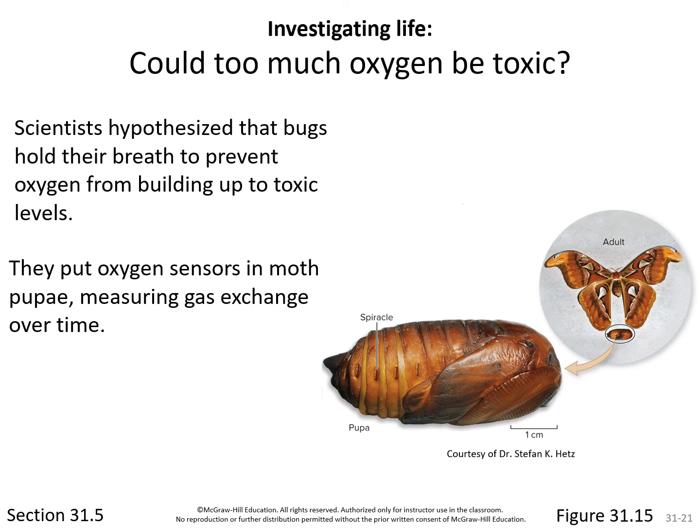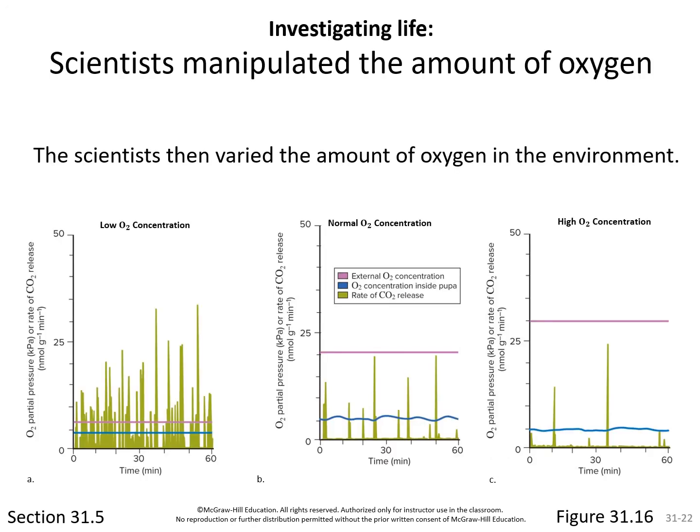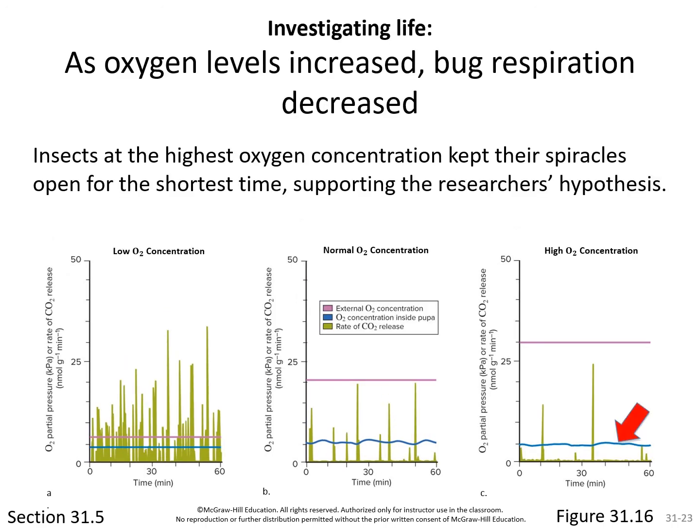And so basically what scientists did was to put oxygen sensors into moth pupae, and this measures gas exchange over time. What the scientists did was to put these pupae into low oxygen environments and normal oxygen environments and high oxygen environments. And basically what happened was, if you looked at the pupae, then insects that were at the highest oxygen concentration, they kept their spiracles open for the shortest amount of time.